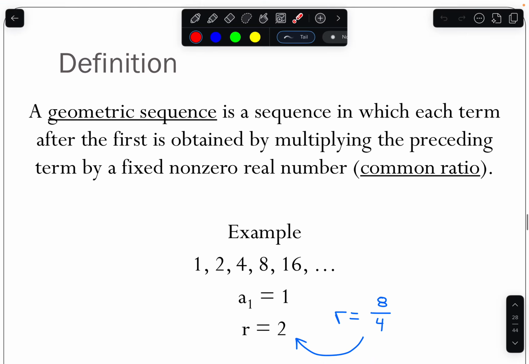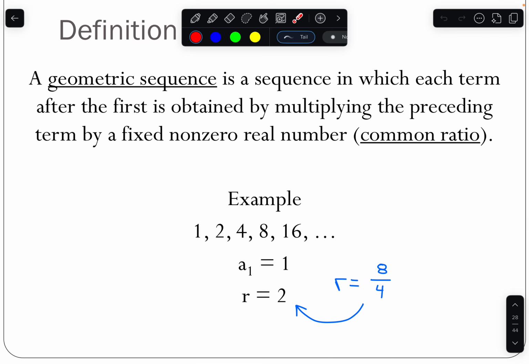A geometric sequence is a sequence in which each term after the first is obtained by multiplying the preceding term by a fixed non-zero real number. We call this the common ratio. We often use the lowercase letter r to talk about the common ratio.